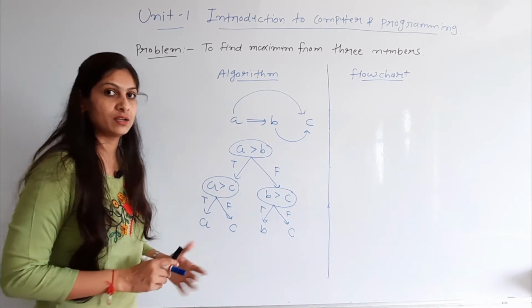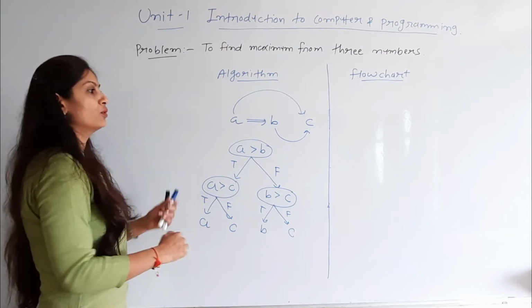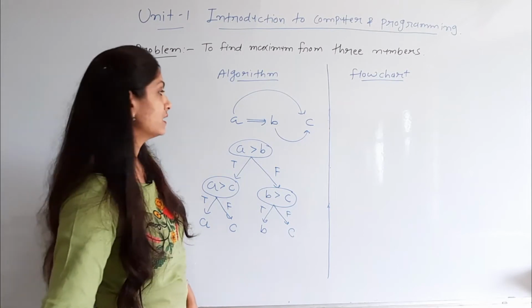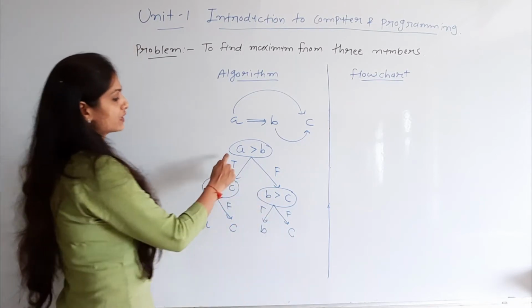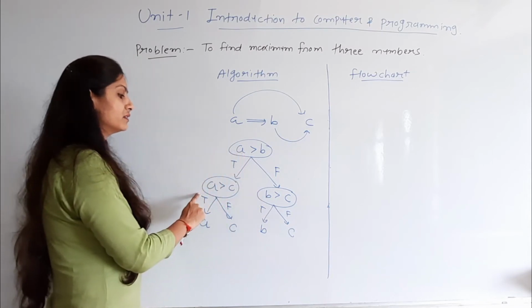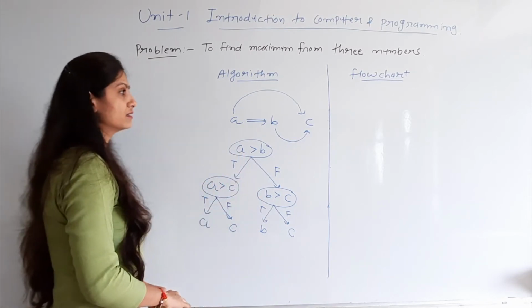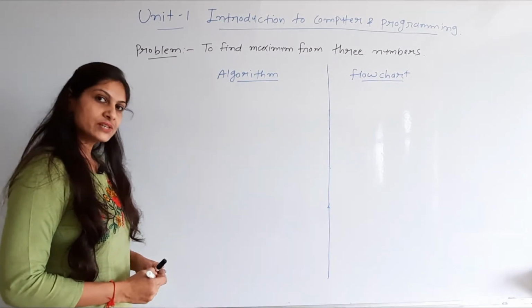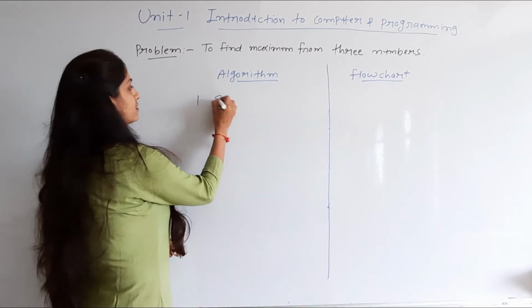First we have to think, and according to this flow, now we are going to start with our steps. So there are three different conditions we have to write: A greater than B, A greater than C and B greater than C. Now start with first step, always start.